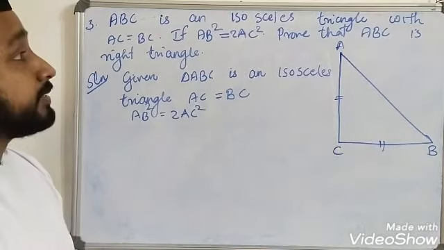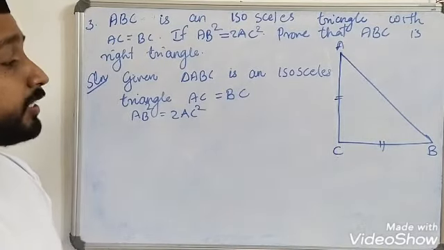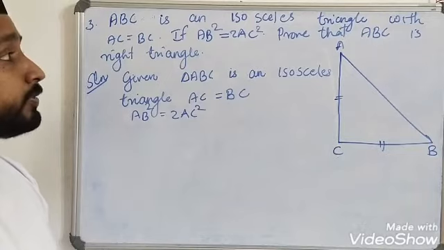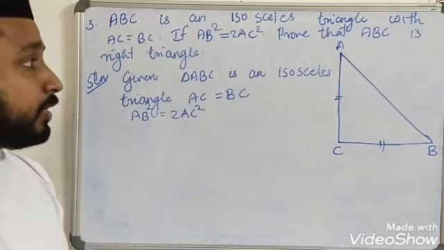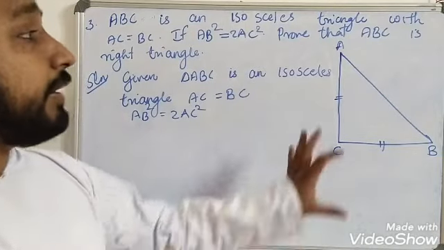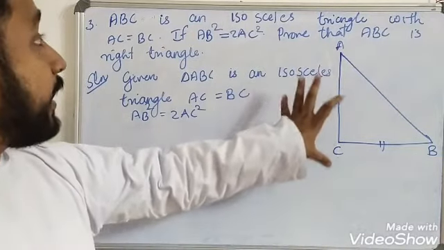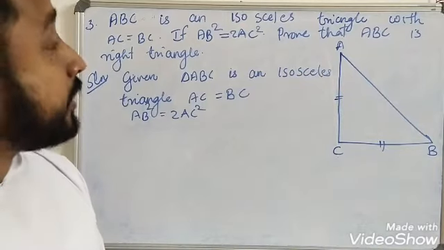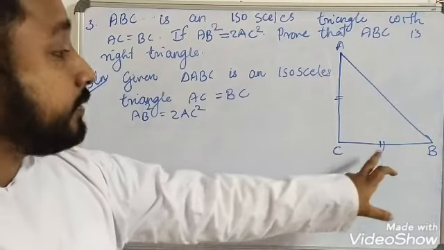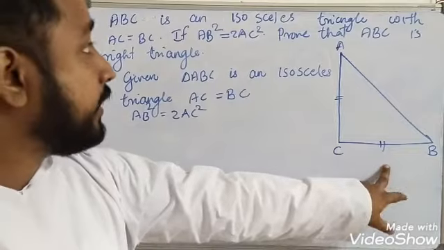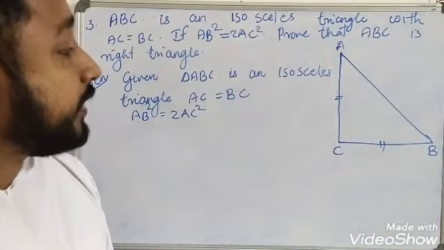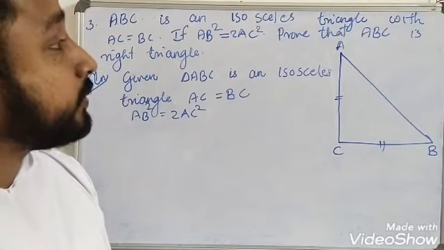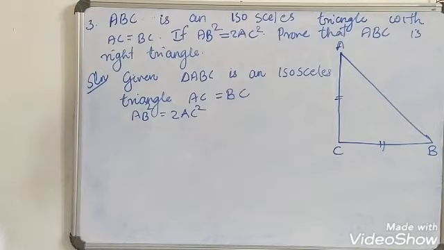ABC is an isosceles triangle with AC equal to BC, and AB square is equal to 2AC square. Prove that ABC is a right triangle. So we have triangle ABC, an isosceles triangle, AC is equal to BC. And we have one more condition: AB square is equal to 2AC square. We have to prove that ABC is a right triangle.